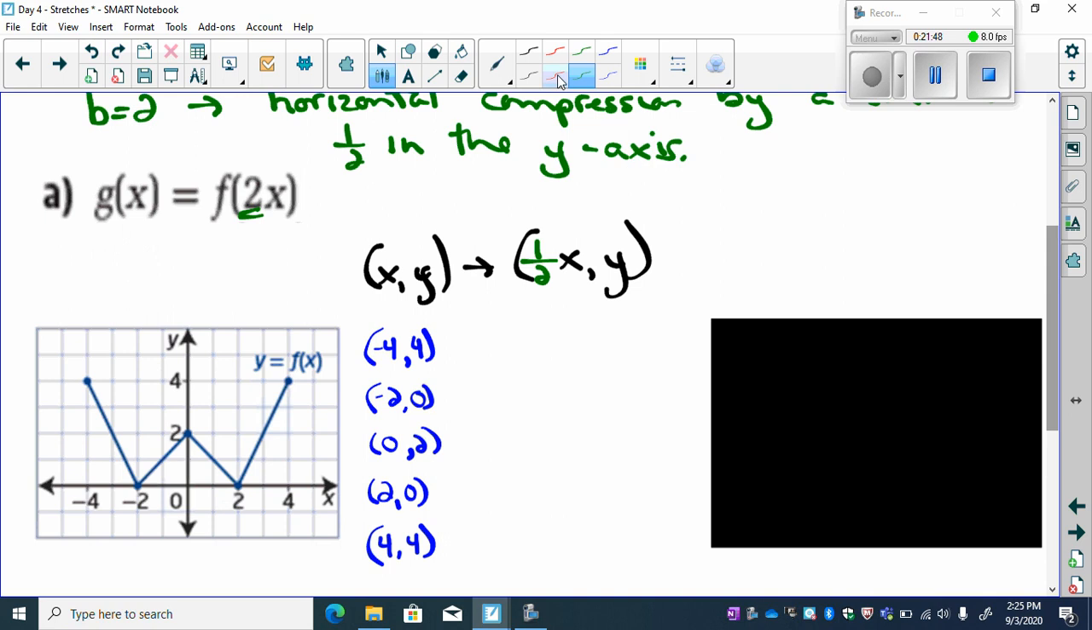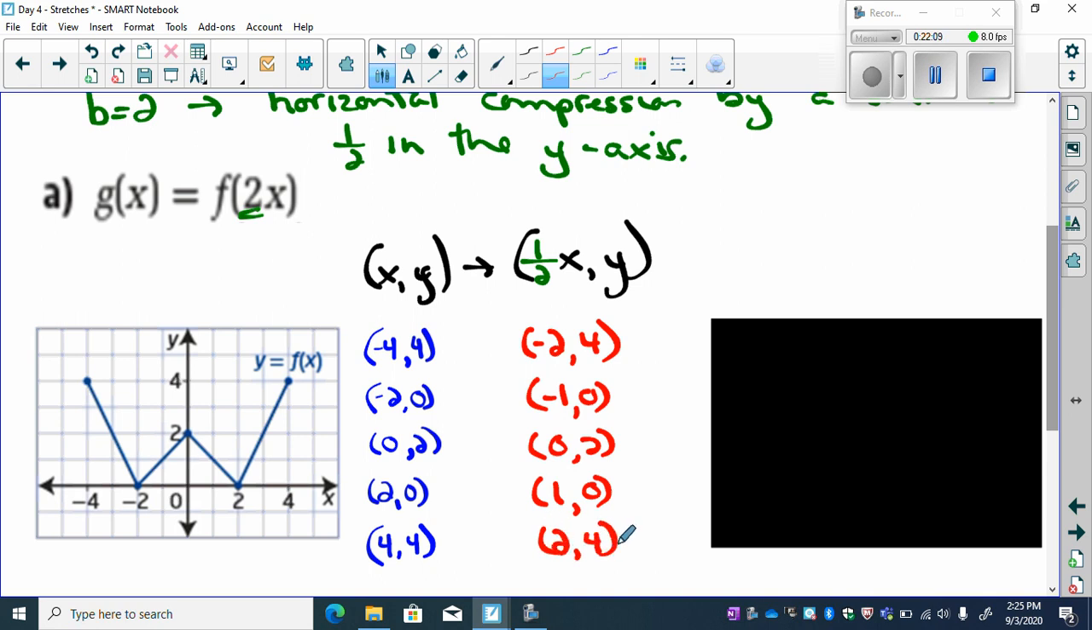All right, so my points are going to become -4, 4, that would become -2, 4. -2, 0, that would become -1, 0. 0, 2 remains unchanged. 2, 0 would become 1, 0, and 4, 4 would become 2, 4. All right, let's see. All of the x values were cut in half. I multiplied them by 1/2. The y values, 4, 0, 2, 0, 4, they did not change.